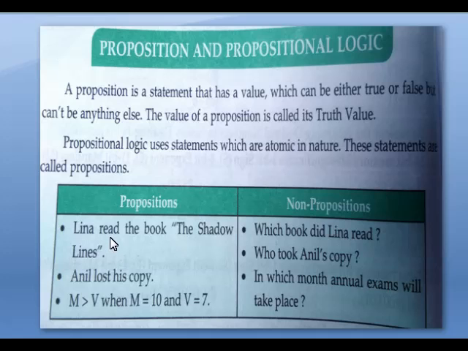See, Lena read the book The Shadow Lines. So it is a statement. Okay, so it is called a proposition. Anil lost his copy. So it is a proposition. Then another one, condition: m greater than v when m equal to 10 and v equal to 7. Okay, this is also a statement, a mathematical statement. So it is called a proposition.